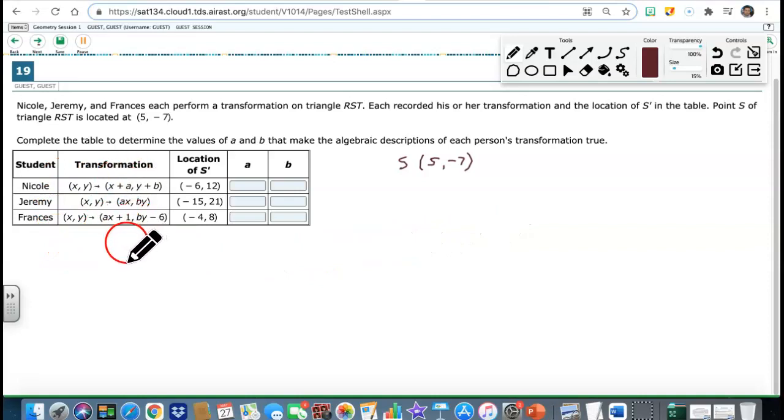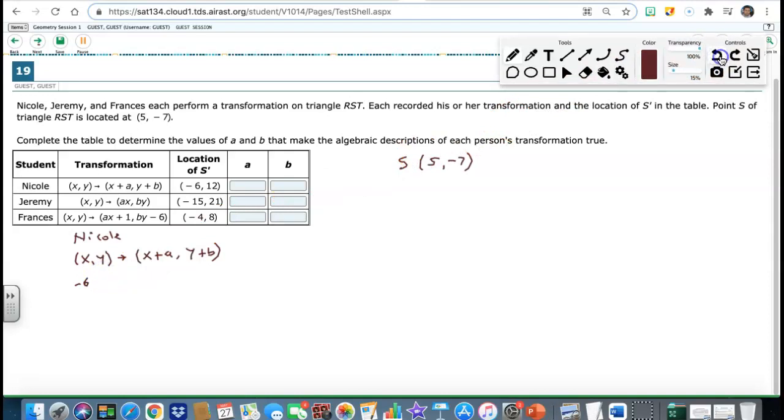So let's see, Nicole, Jeremy, and Francis. According to the transformation, I can tell what's what. Nicole, she did a translation, meaning she went to the right or to the left with the X, and she went up or down with the Y, adding or subtracting. So she did something like this. To the X she added A, and to the Y she added B. My original point is 5, negative 7.